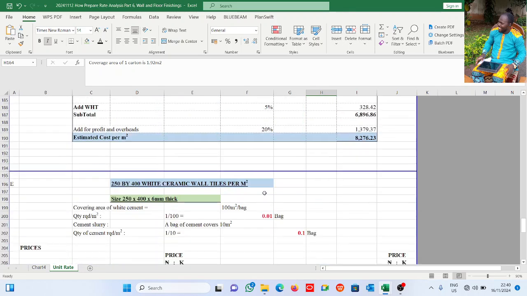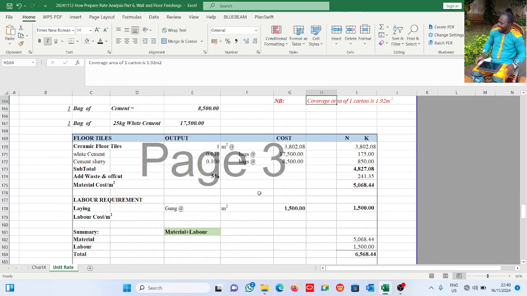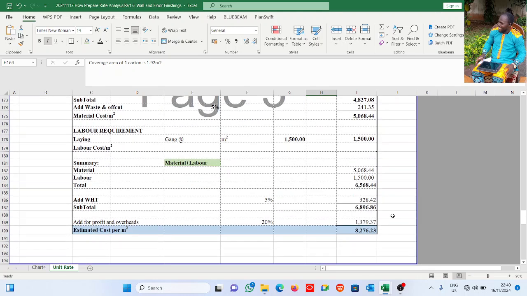All right, same thing goes for 40 by 40. The same method, the same process. All right, the same thing, the labor and all the same thing. 60 by 60, 40 by 40.